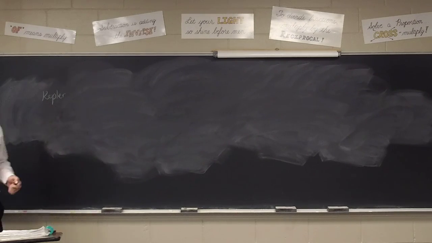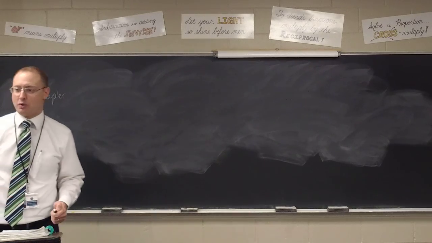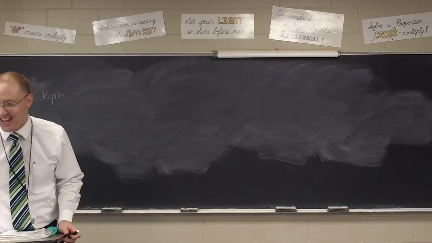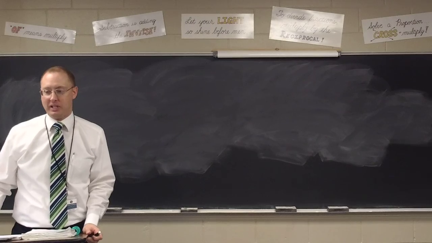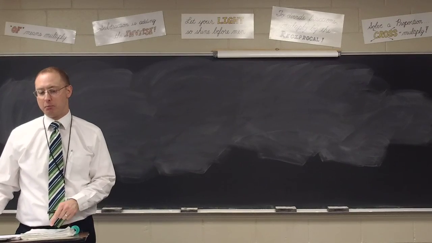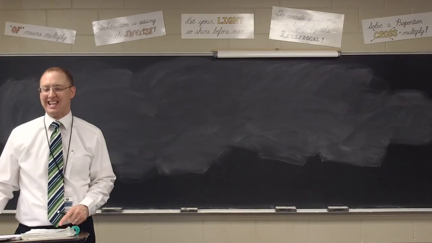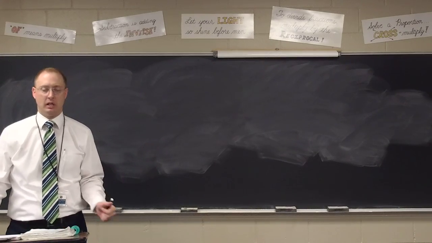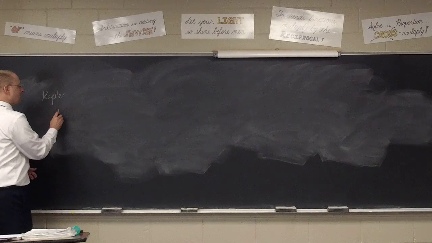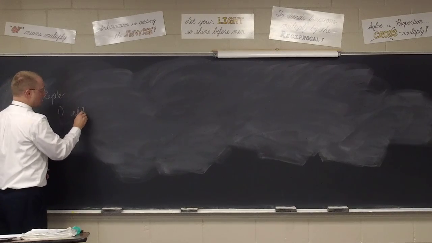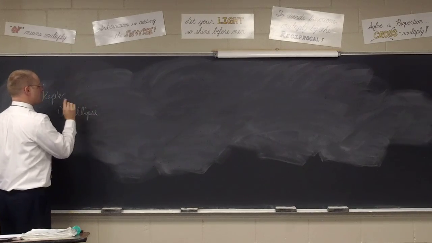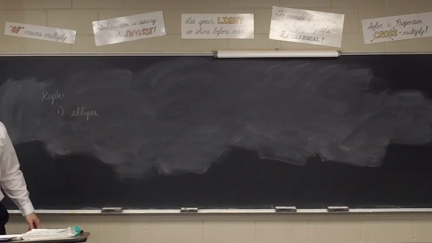The first law is called the law of orbits. That doesn't tell you anything, does it? You already knew they went around, okay? So what you need to know about the law of orbits is that the planets don't go around in perfectly circular orbits. They go around in elliptical orbits. So the orbit is in the shape of an ellipse. So law number 1 talks about how a planet goes around in the shape of an ellipse.